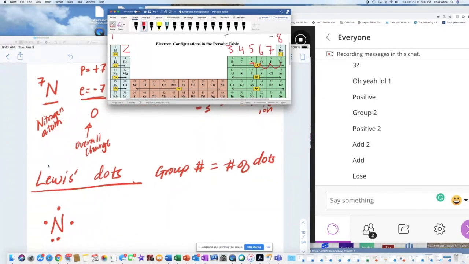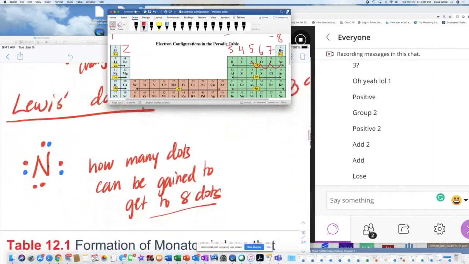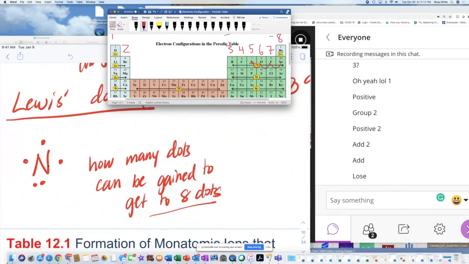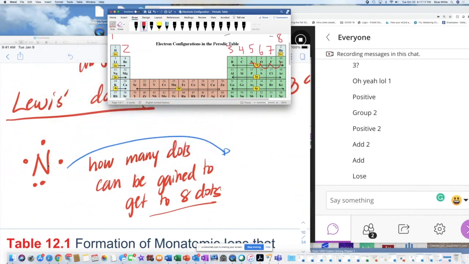I start with that. And then the question is, how many dots can be gained to get to 8 dots? Remember, the goal is octet. You look at these dots here. Nitrogen currently has 5 dots. I'm going to draw the additional dots in blue. So 1, 2, 3 dots, right? So once the nitrogen gains dots, I'm going to write here, gains 3 electrons.